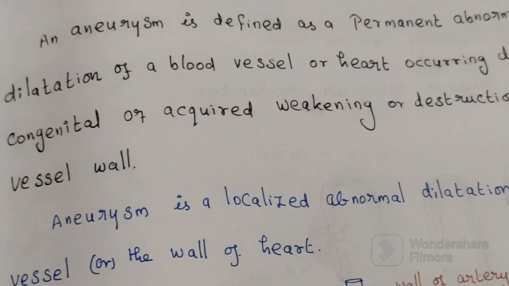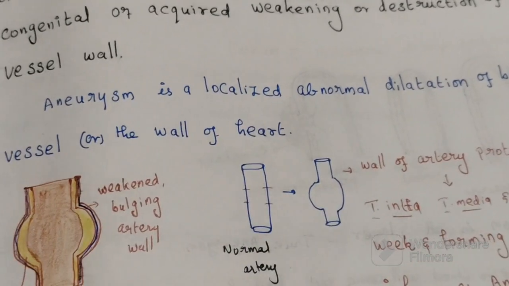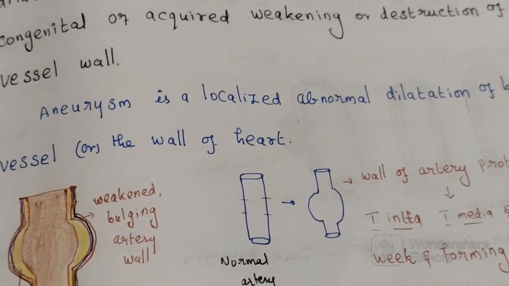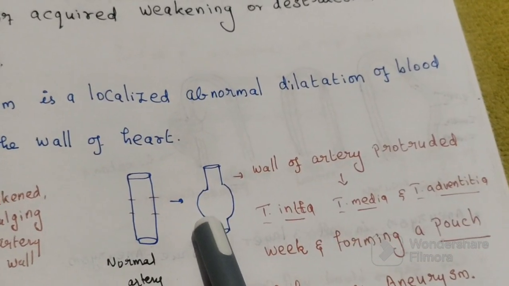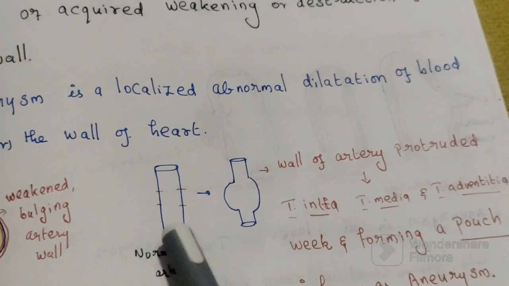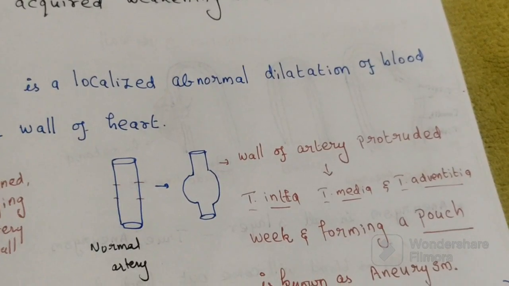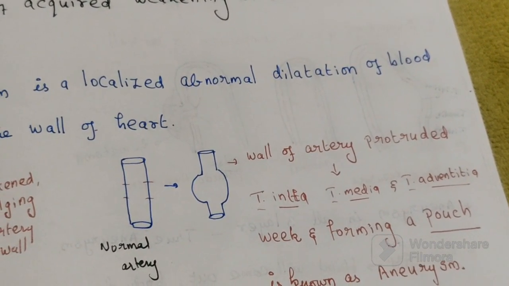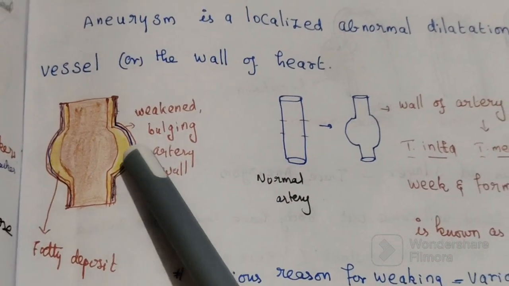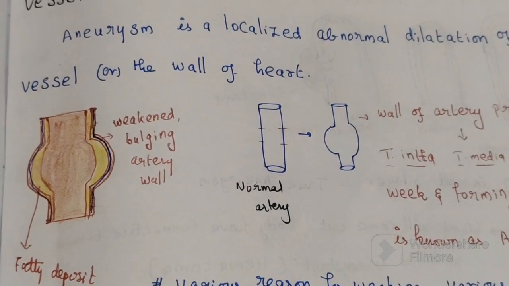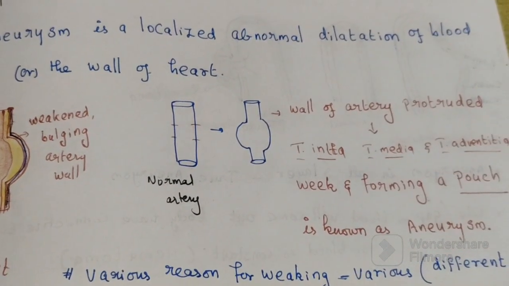So the wall of the artery, this one is normal. The wall of the artery protrudes out. In this area we know three layers are present: tunica intima, tunica media, tunica adventitia. Three layers are present, or weakening. This particular layer weakening forms a pouch. It is known as aneurysm.